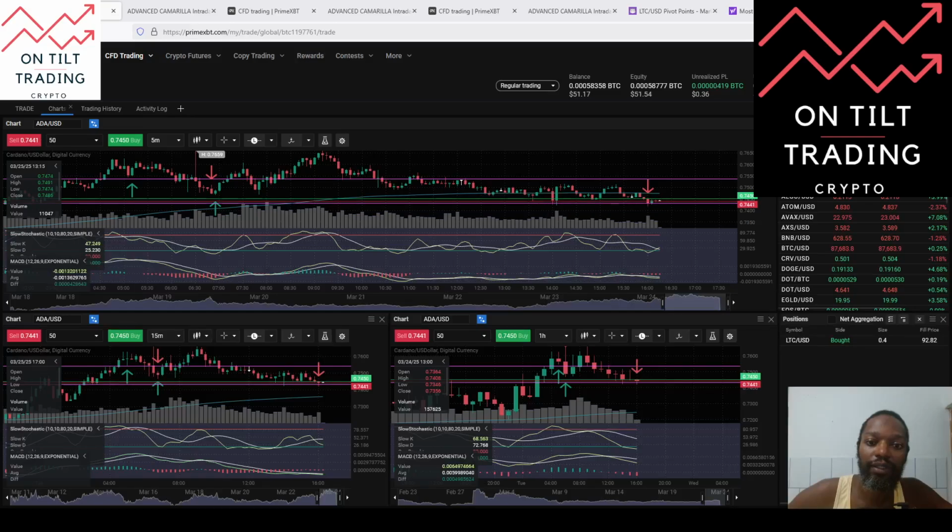This blue line that you see here is the 200 exponential moving average. This is the 5-minute chart. I only use this for entries. This is the 15-minute chart. This is my main trading chart.